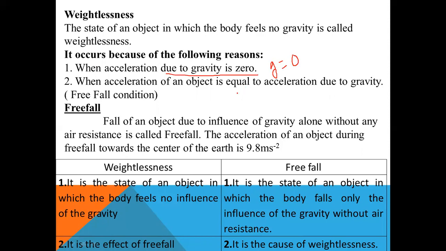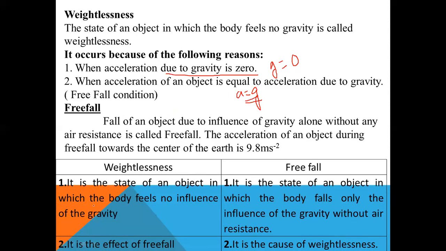Or, when the acceleration of the object is equal to the acceleration due to gravity, then also weightlessness occurs. This is the free fall condition. That's why weightlessness occurs in two conditions: when acceleration due to gravity becomes 0, or when acceleration due to gravity is equal to the acceleration of the falling object.